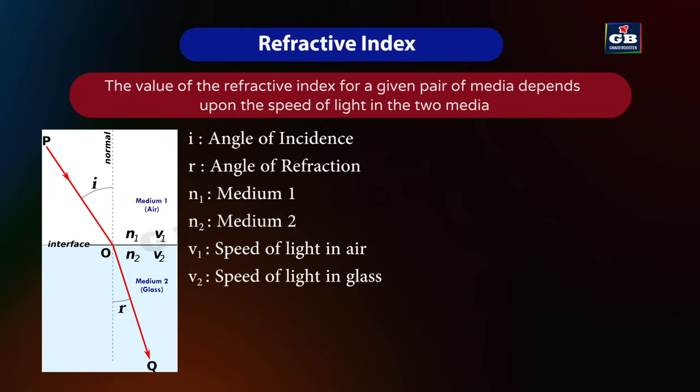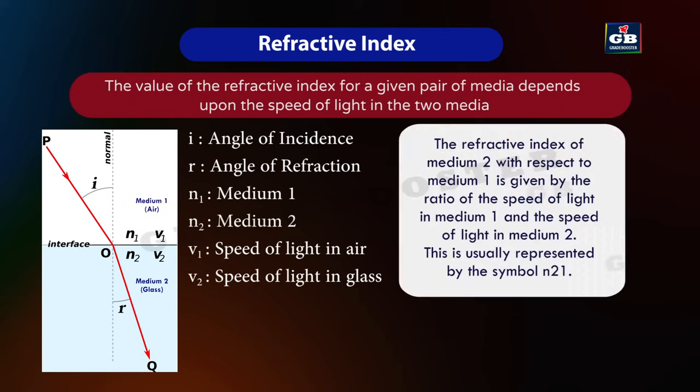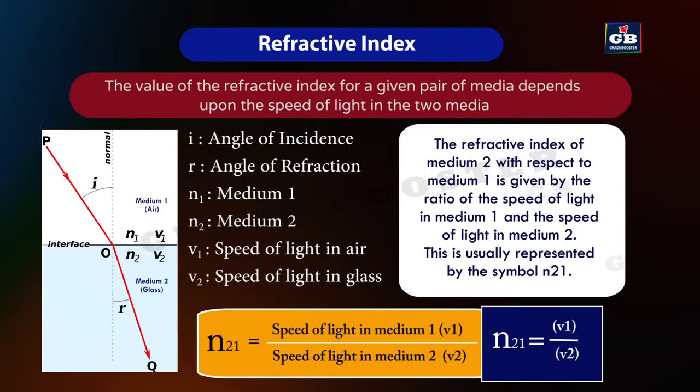Let V1 be the speed of light in medium 1 and V2 be the speed of light in medium 2. The refractive index of medium 2 with respect to medium 1 is given by the ratio of the speed of light in medium 1 and the speed of light in medium 2. This is usually represented by the symbol n21. This can be expressed as n21 equals speed of light in medium 1 by speed of light in medium 2, that means V1 by V2.